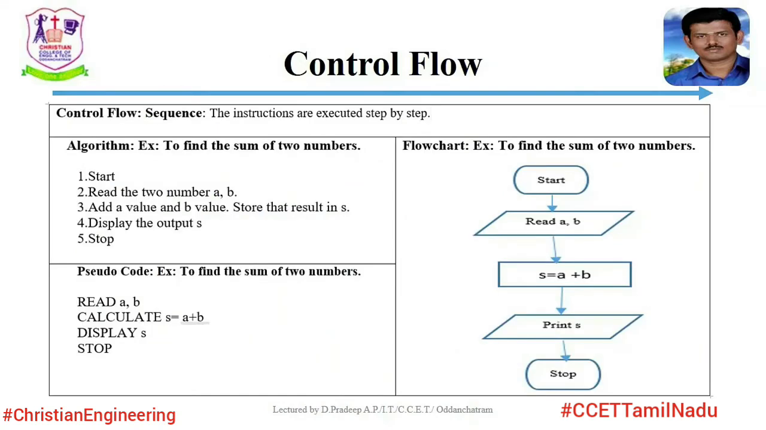First control flow technique is sequence. It is a very normal one. The instructions given in the algorithm are executed step by step. That is, one after another execution is done here. If the first step of instruction is executed, then it moves to the second step, and after completing the second step only, the third step is going to be executed. So this is the sequence control flow.